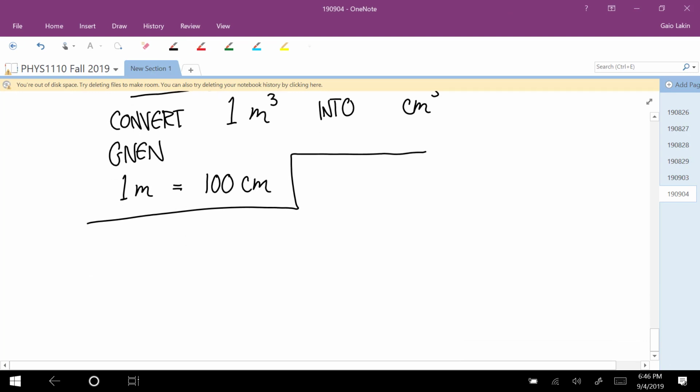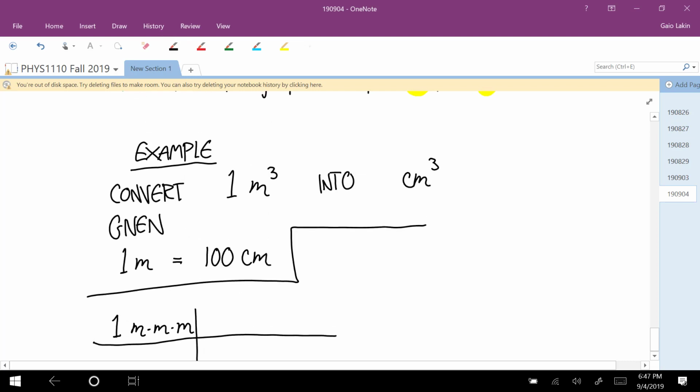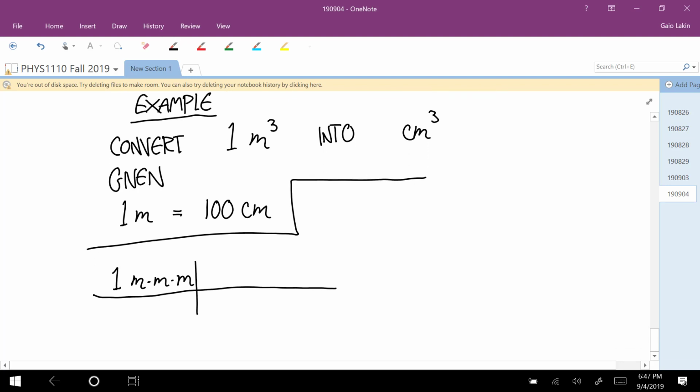Okay, so we're going to start out with 1 meter times meter times meter. Okay, that's 1 cubic meter. And that's all in the numerator. And then we're going to multiply by either 1 meter over 100 centimeters or the reciprocal. We want the meters of our fraction to be in the denominator to cancel one of these.